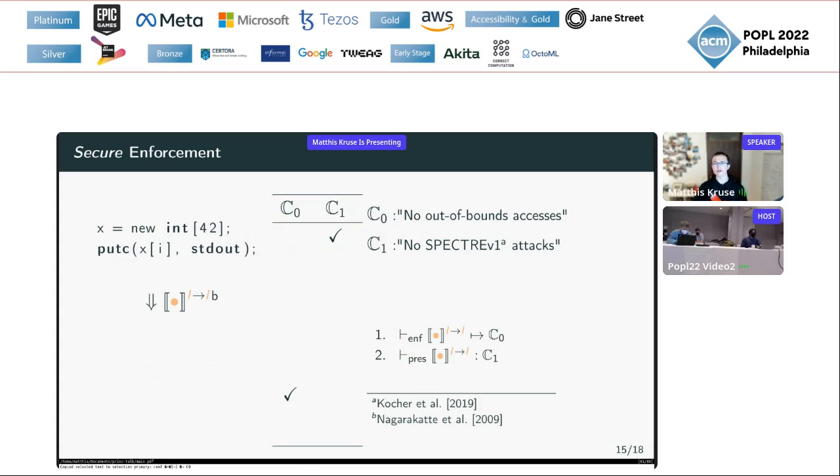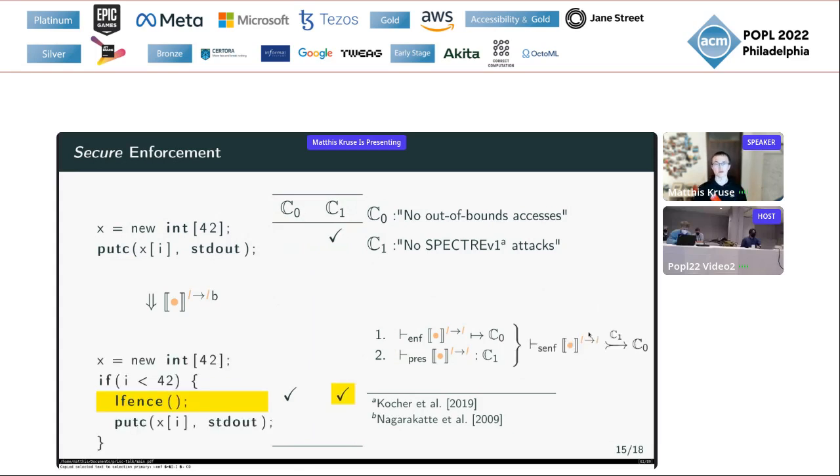Thus, our transformation cannot trivially insert ifs before each load, but, for example, needs to insert an additional lfence instruction in order to prevent the secrets from being leaked on the cache. We'll now use this arrow notation here for so-called secure enforcements, which preserve the class that is written above the arrow and enforce the class that the arrow points to. Thus, a secure enforcement is both a preservation and an enforcement.